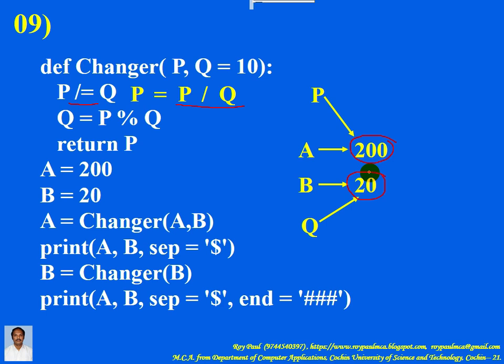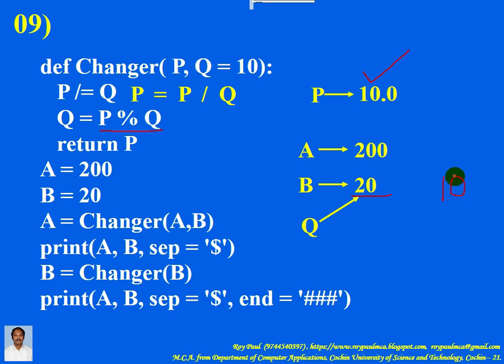So 200 divided by 20, 10.0, because division operator returns the answer as a decimal number. So 10.0, that is assigned to P. So now your P is pointing to 10.0. You can cancel this. P is pointing to 10.0. Now P modulo Q. P is 10.0, Q is 20. So what is 10 modulo 20? When you divide 10 with 20, remainder is 10. How do you get that?